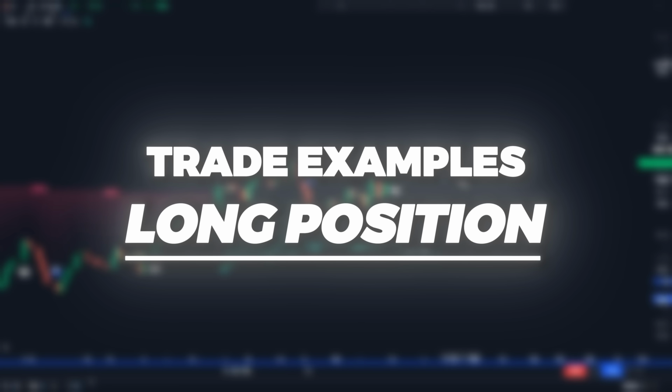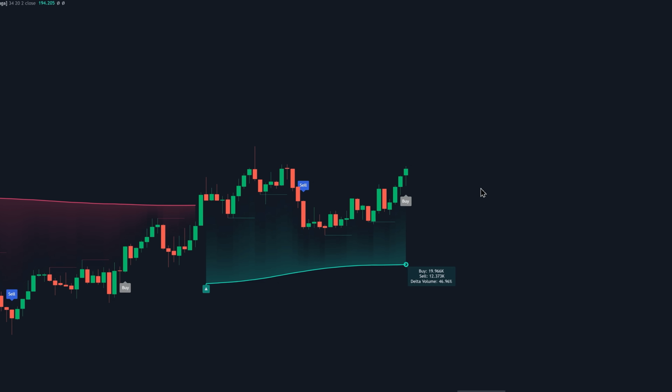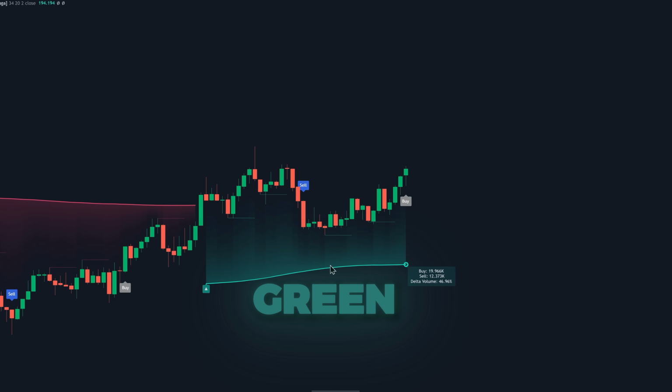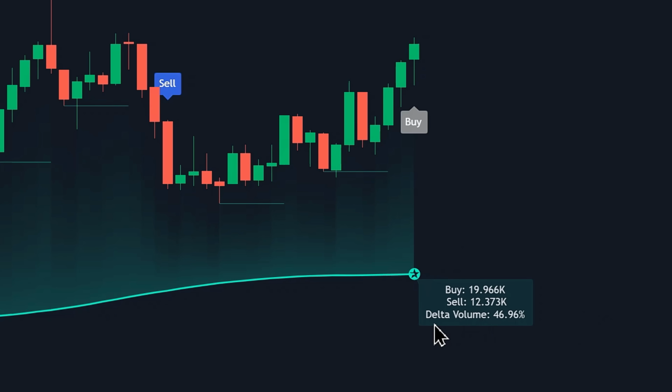Now, here's how to take a long position with this strategy. Condition number 1, you want to have a buy signal printed by the range filter indicator. Once you have it, you want to ensure that the trend of the market is bullish, which means you need this trend ribbon to be colored green like it is right here. Then lastly, to ensure the trend is strong enough and increase the chances of the price going up, we need to take a look down here. The delta volume is supposed to be at least 20%.